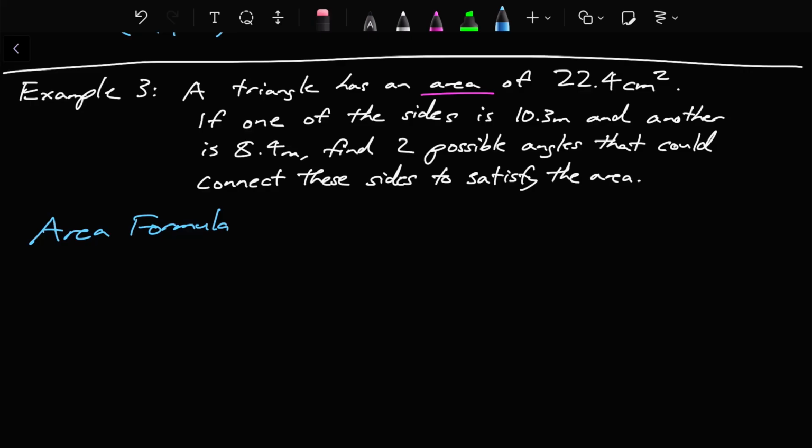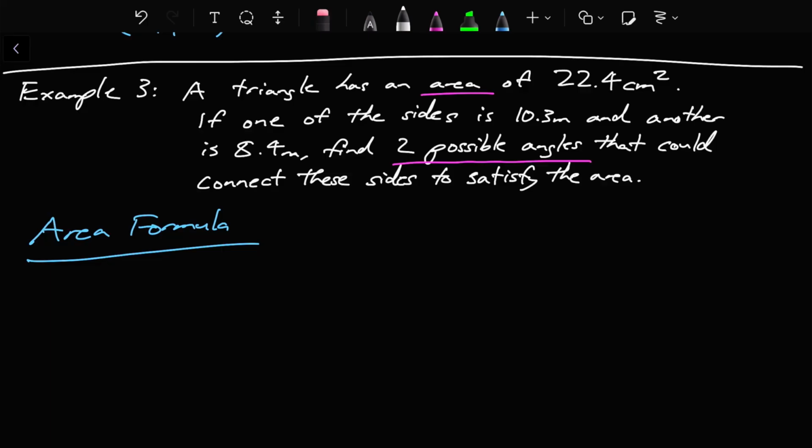But the other thing is we're asked to find two possible angles, which is really, really interesting. We'll get to that point in a second, but let's find one of them, I guess, and then we can see how we can find the other one. So again, draw a picture. Triangle, we know it has an area of 22.4 centimeters. One of the side lengths is 10.3 and the other side is 8.4.